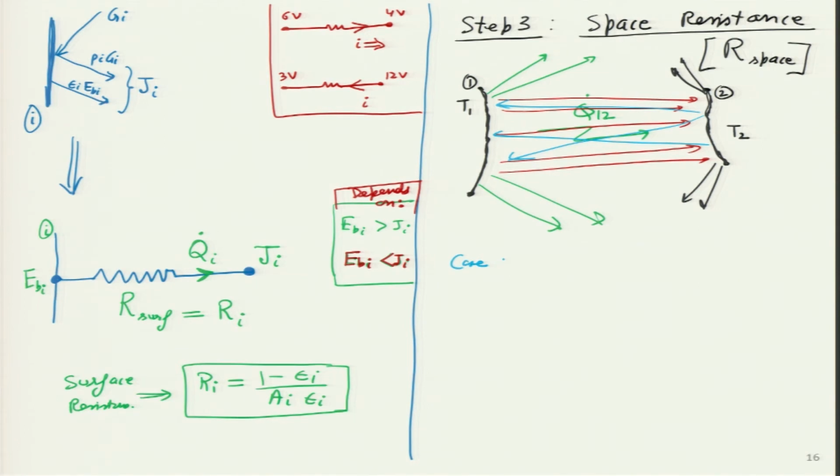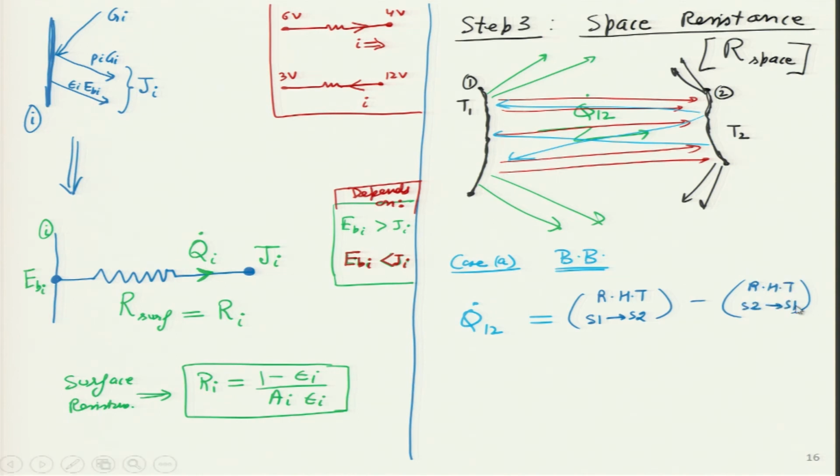Okay. So, in this let us consider two cases. In case A, we assume that both are black bodies. Then can I get a quick expression for Q dot 12? I think this is something we had written in the last class, that for black body calculating this Q dot 12 is very simple. We have to just subtract two terms, the radiative heat transfer from surface 1 to surface 2 minus the radiative heat transfer from surface 2 to surface 1.